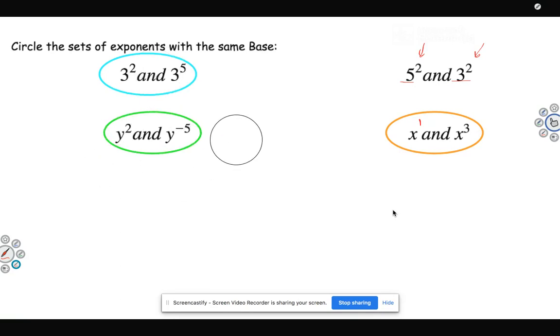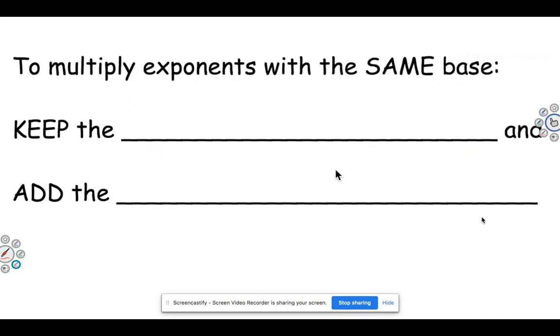Okay, so the rules for this: if we would like to multiply exponents with the same base, our first rule is to keep the base the same. Whatever the base that both of them had, you're going to keep it. The second step is to add the exponents. Again, those exponents are those little numbers above them. If the bases are the same, we keep the base and we add the exponents. You'll hear me say that throughout the whole notes. If you want to write that down somewhere so you have it while you're working on your assignments, keep the base and add the exponents if the bases are the same.